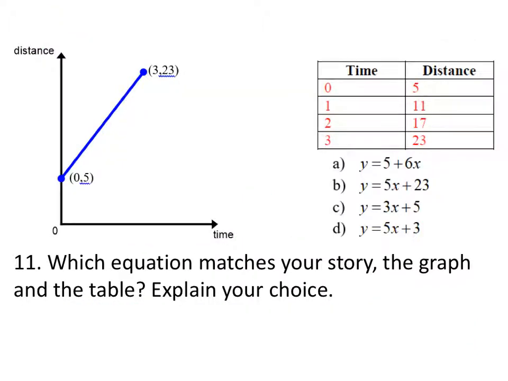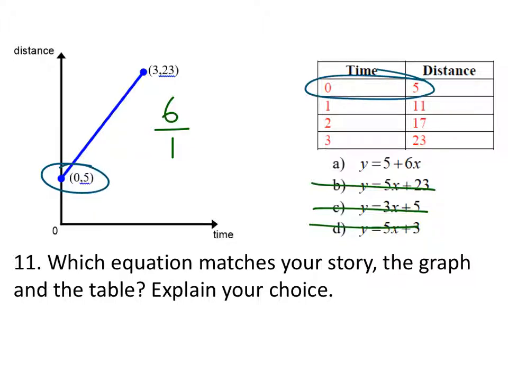Number 11, which equation matches this story, your story, the graph, and the table? All right, so there's the table and the graph. On this one, we've already seen that the rate of change was 6 distances for every 1 in time. So it couldn't be this one, or this one, because it's 6 multiplied by the x. Also, we see that there are 5 distances away when the time is at 0. And that's where that plus 5 is in this equation.